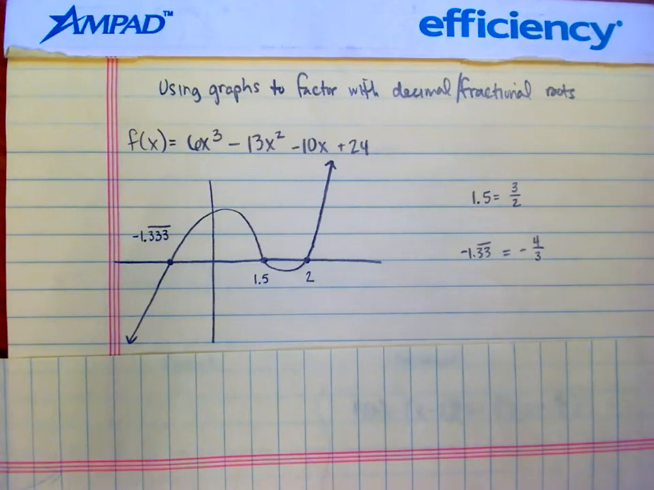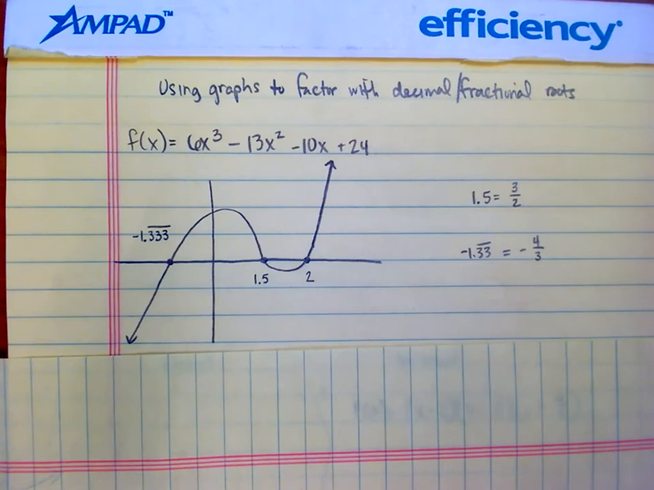Hi guys, in this video I'm going to talk about using graphs to factor. It's a skill that we've been working on for the last few days, but we're going to approach a topic that we haven't talked about yet, which is what happens if I graph and I have some zeros that are fractions or decimals and they're not nice neat numbers. How can I approach that?